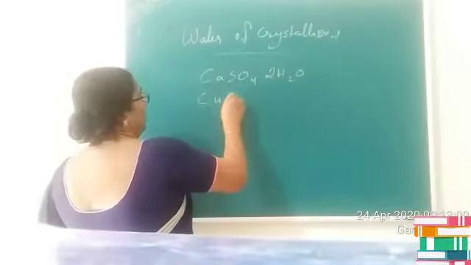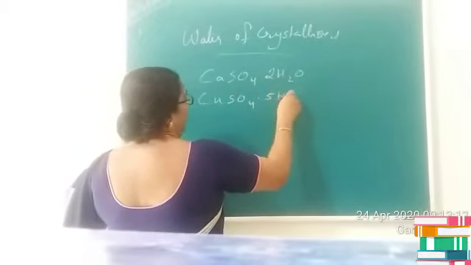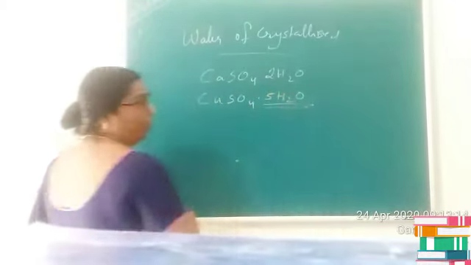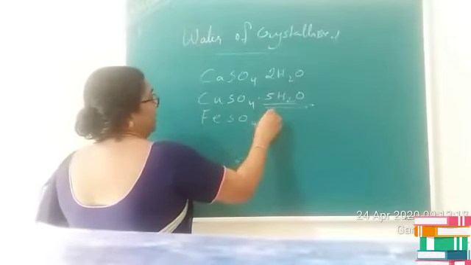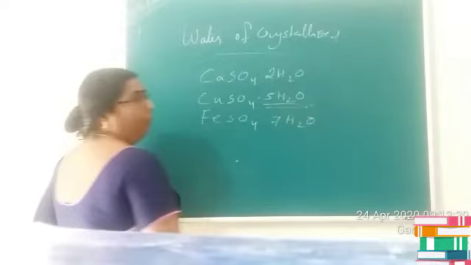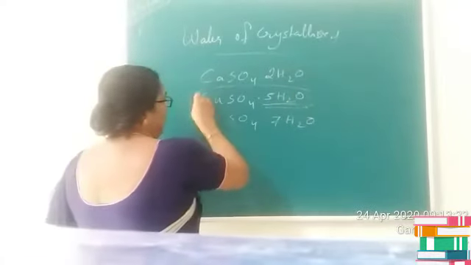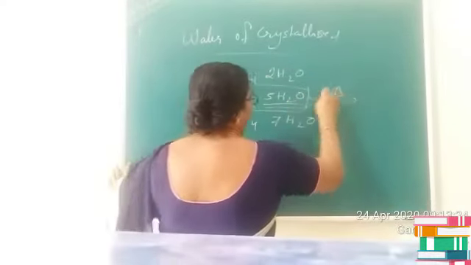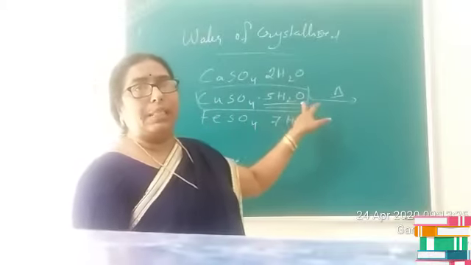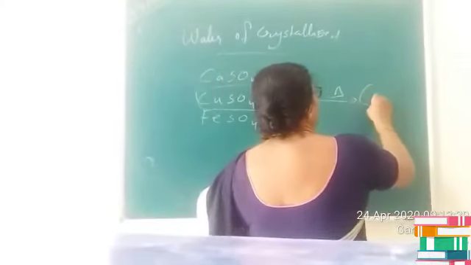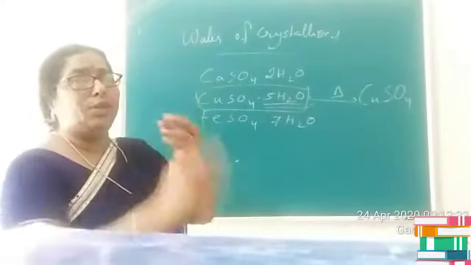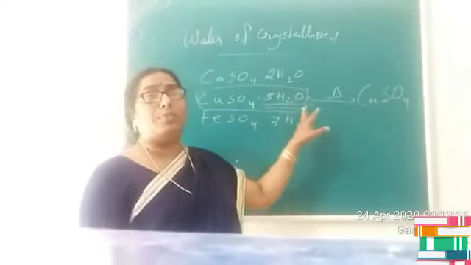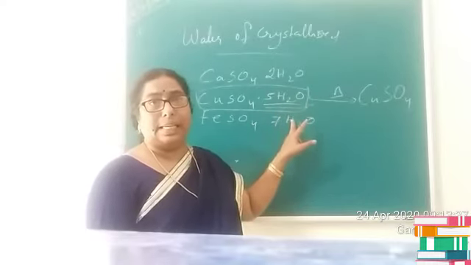Or consider copper sulfate, CuSO4·5H2O. Here 5 molecules are there. Or if you consider ferrous sulfate, here you can see the presence of 7 molecules of water. Now just see, children, if you heat this copper sulfate, this blue color copper sulfate will turn to white color anhydrous copper sulfate, and on the sides of the test tube you can see the presence of these water molecules. Is it clear, children?